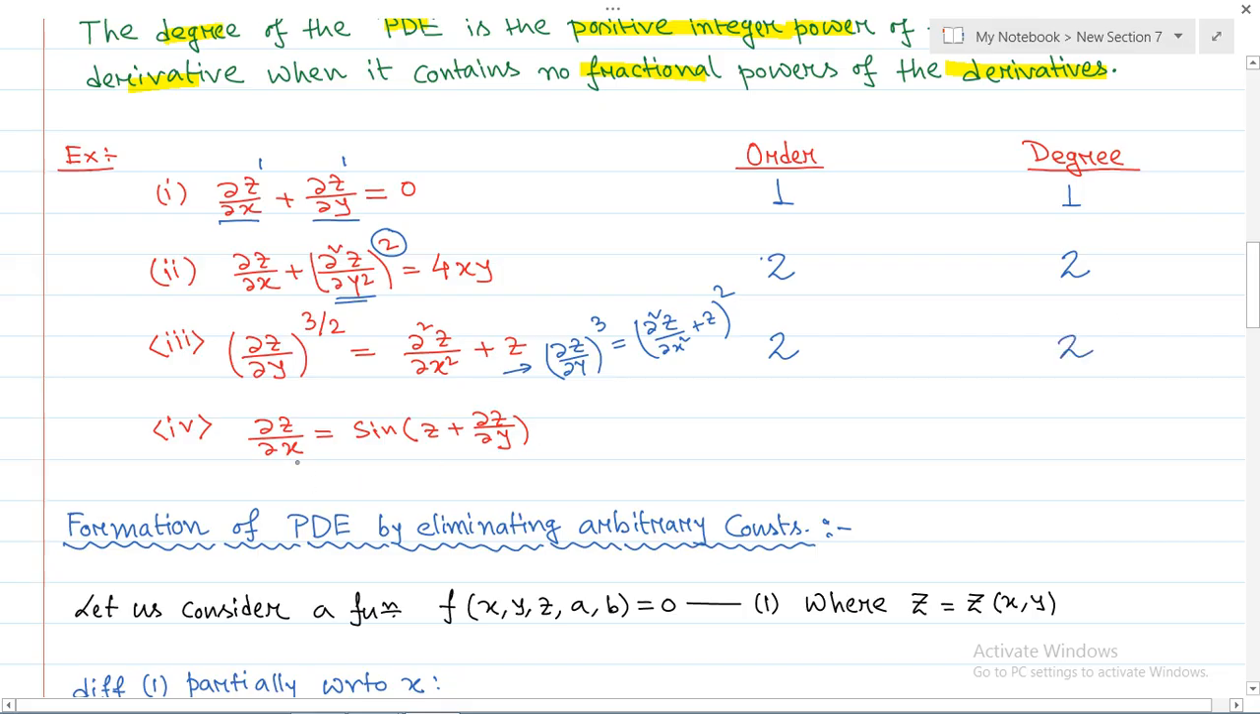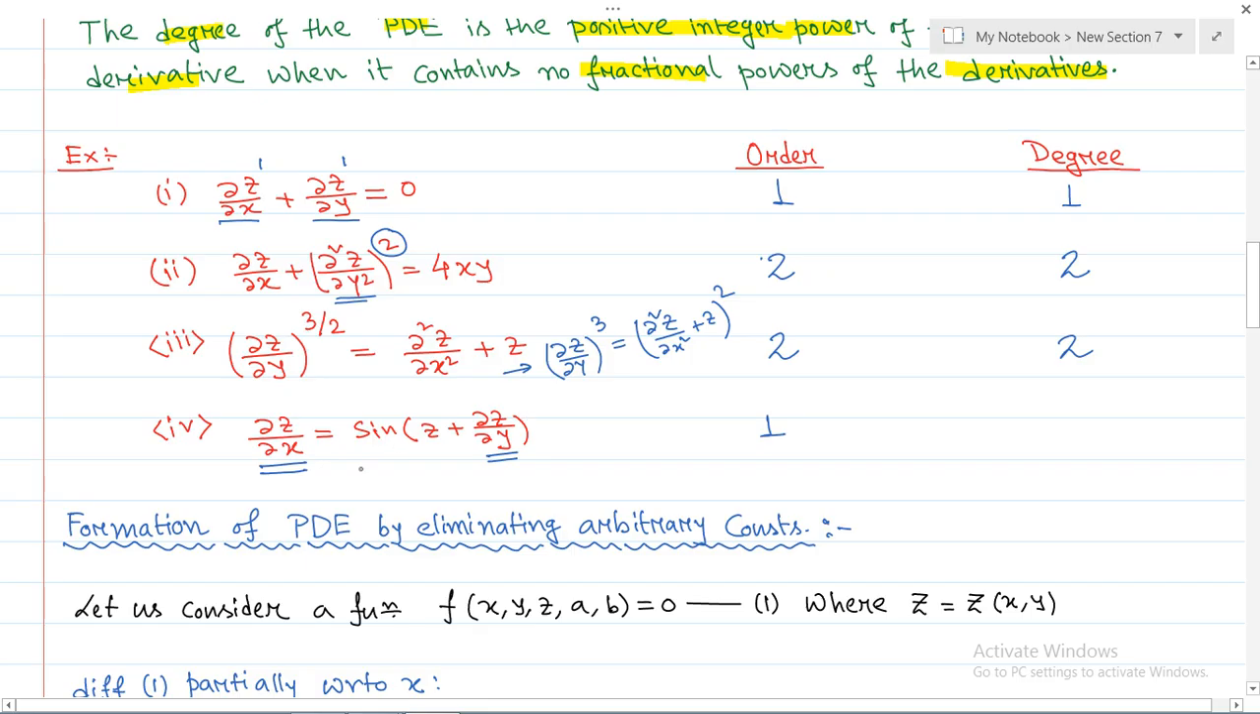Now come to the fourth example. Here we have ∂z/∂x on the left-hand side. On the right-hand side, inside the sine function, ∂z/∂y is coming. So remember, if partial derivatives are coming inside any kind of function, it can be logarithmic, trigonometric, or exponential, for such a case we have to think of the expansion of the function. Here the order of the partial derivative is 1, because throughout the expression the order is not going to change, it is first order only.